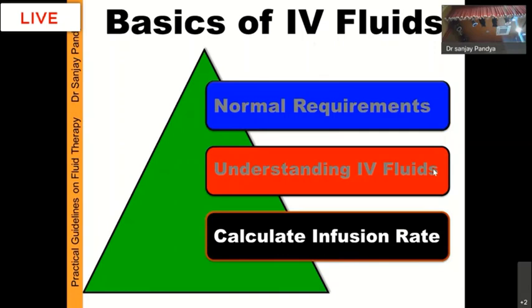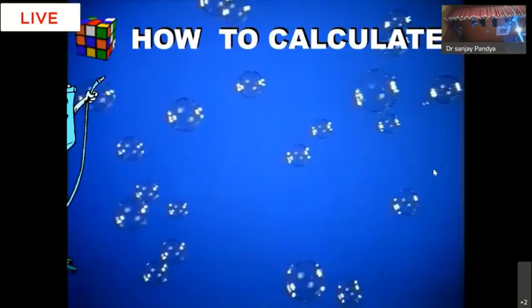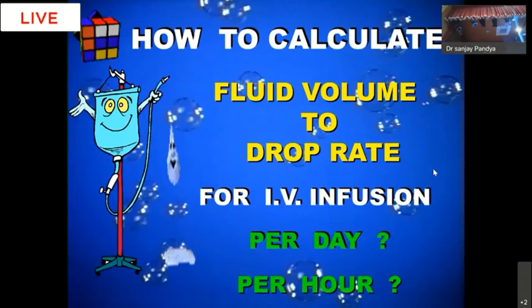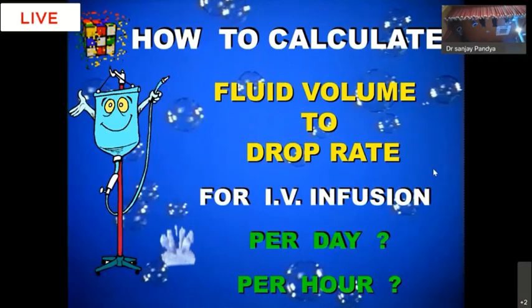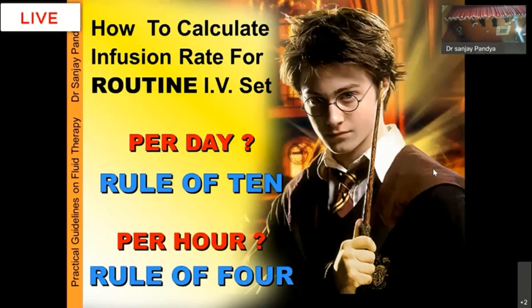But then, suppose we want to give IV fluid and we want to calculate, how do you calculate? See, we should calculate with the calculator. Suppose I say that I have a routine IV set, and in 12 hours I want to provide 1 liter, then immediately, because the mobile has a calculator, we calculate. Okay, but then is there any method? Answer is that we have a magic formula. Very simple, very simple. When you want to calculate for a day, just use rule of 10. And when you want to calculate for an hour, use rule of 4. So what is this rule of 10 and rule of 4?